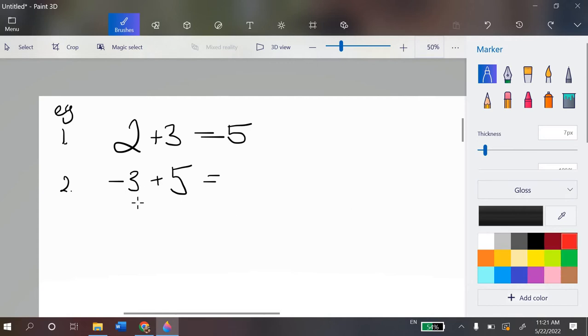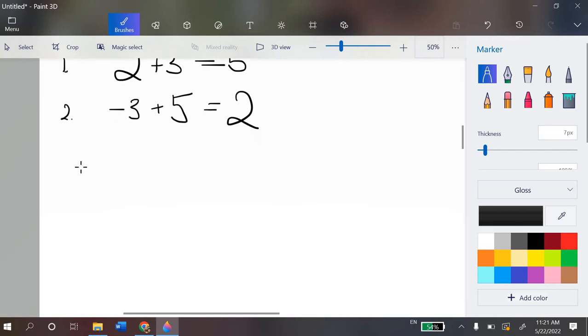And then I'm going to think, 5 is how much bigger than 3? 5 is bigger than 3 by 2. Okay, it's bigger by 2. So our answer is going to be 2. You can write plus 2 if you want. Okay, but it's 2.